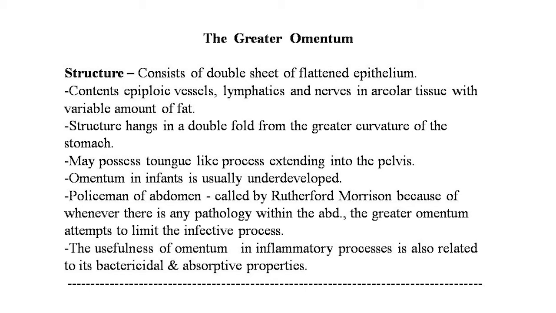The right border is attached to the pylorus and first portion of the duodenum, while the left border forms the gastrosplenic ligament. The right side is usually longer and heavier and may possess a tongue-like process extending into the pelvis. The omentum in infants is usually underdeveloped. With growth, there is elongation and thickening of the omentum due to deposition of fat within its layers.